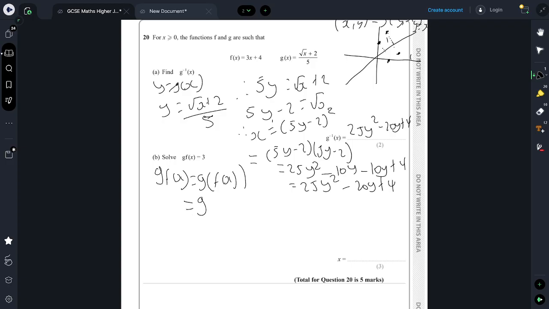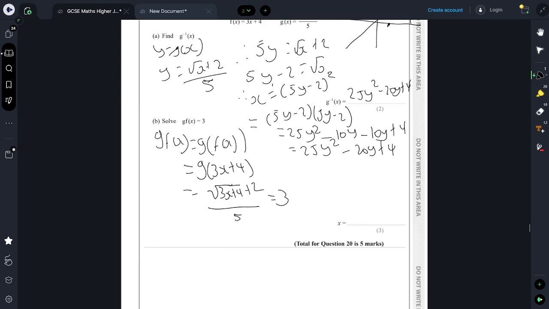So we need to input f of x into g. f of x is 3x plus 4, and so we need to input this in g in place of x. So instead of root x, it's root 3x plus 4, plus 2, over 5. And we're told that this is equal to 3. So we need to solve this for x.